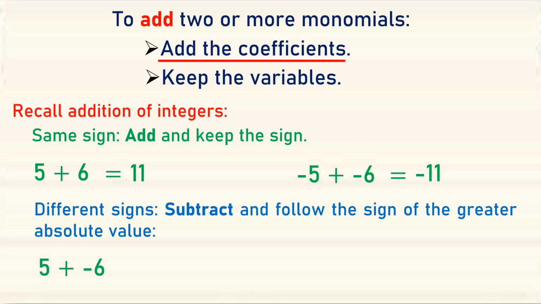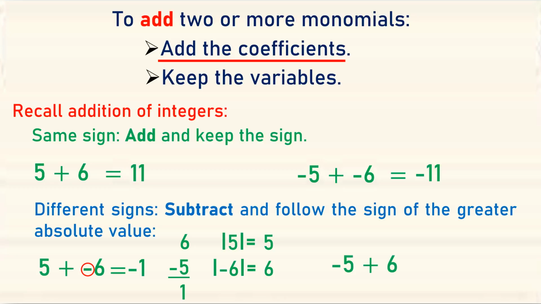So if we have 5 plus negative 6, we are going to subtract 6 minus 5, which is equal to 1. It is not yet the final answer. We are going to compare the absolute value of 5, which is 5, and the absolute value of negative 6, which is positive 6. Since 6 is greater than 5, we are going to follow the sign of negative 6. So the answer is negative 1.